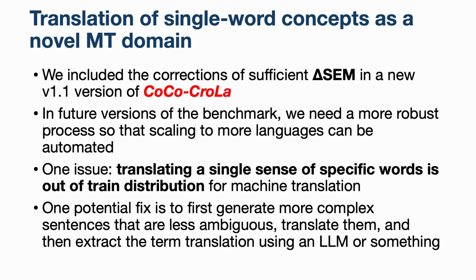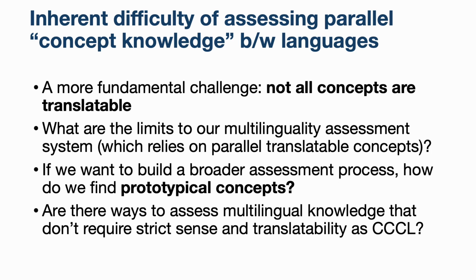So perhaps by first generating these more concrete and complex sentences with less ambiguity, we could then extract the correct translations using an LLM or something. We're experimenting with that going forward. But also, we have this even more inherent difficulty here, which is, how can we really assess parallel concept knowledge between languages when some concepts are just not fully translatable? And this opens up, I think, some very interesting directions for future work.